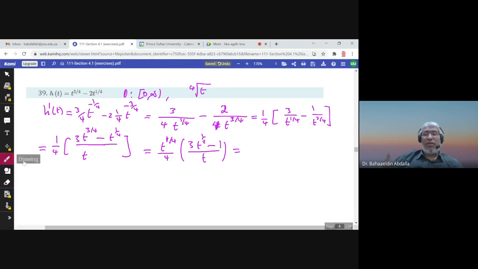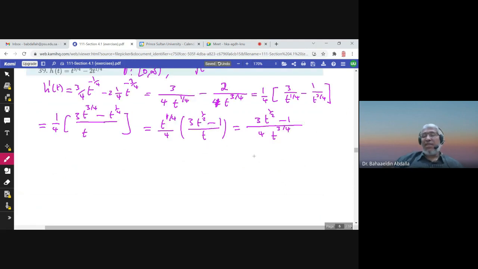Okay, I can write it. Finally, 3 t to the power half minus 1 over 4, and this is t to the power 1 over 4. This is t. So I can just subtract 1 minus 1 over 4, which is 3 over 4. And this would be the simplest form. Yeah, it was easier to take t to the power negative 3 over 4 from the beginning as a common factor.